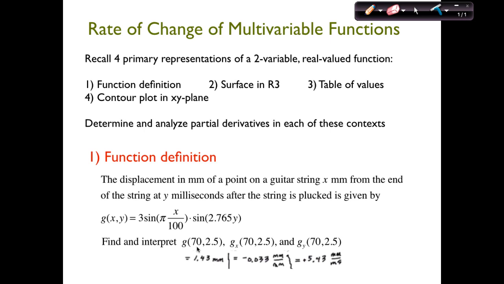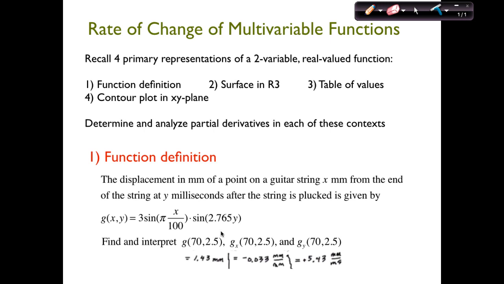Just 1.43 millimeters. That's the displacement of a point on the guitar string that's 70 millimeters from the end of the string, 2.5 milliseconds after the string is plucked. Right, good. So this is at 70 millimeters from the end. 2.5 milliseconds after it was plucked, you're going to find that point on the string is displaced 1.43 millimeters from the center line position. Okay, cool.